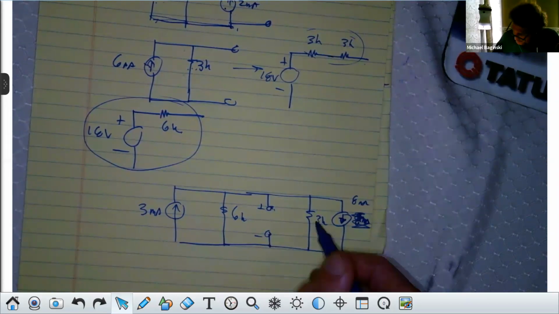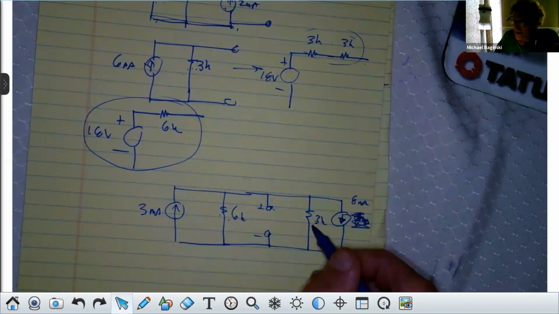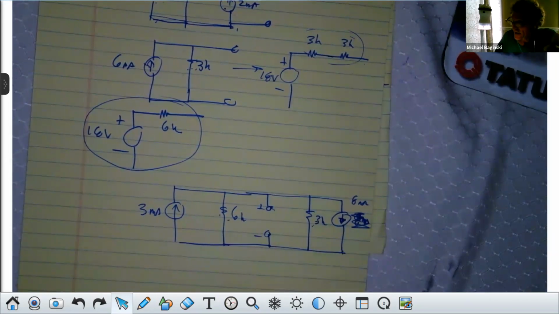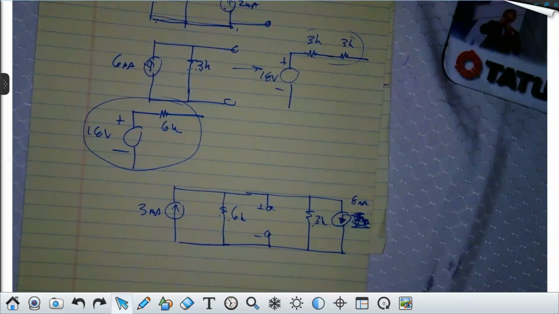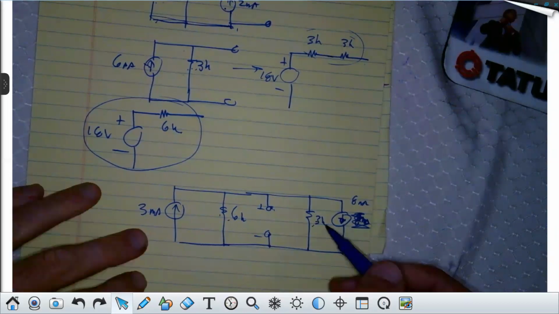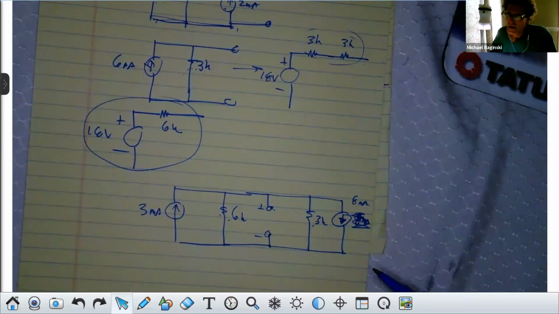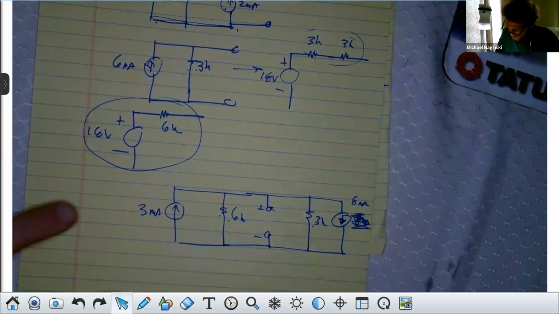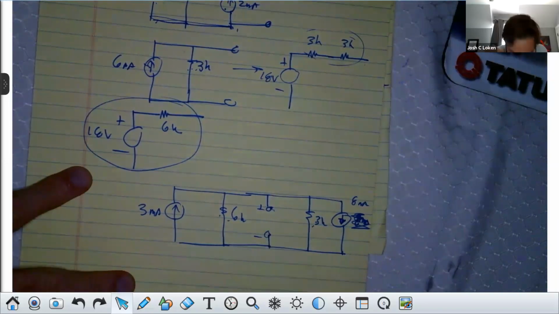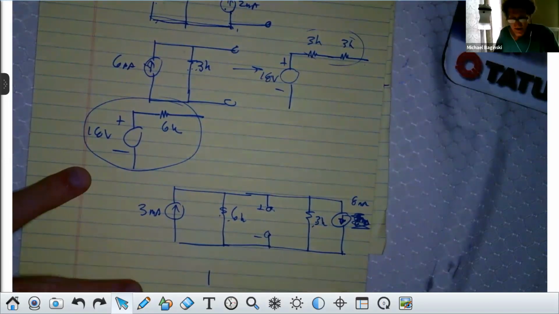Do you see these two are in parallel, class? The 3K and the 6K? If you see they're in parallel, what am I going to do? Combine them and replace them by one resistance. So 6 and 3 in parallel is 1 over 6 and 1 over 3, right? And that's 3 over 6, or 2K, isn't it, class? Yes, so these two become 2K resistance. So I'm just going to draw it down here.